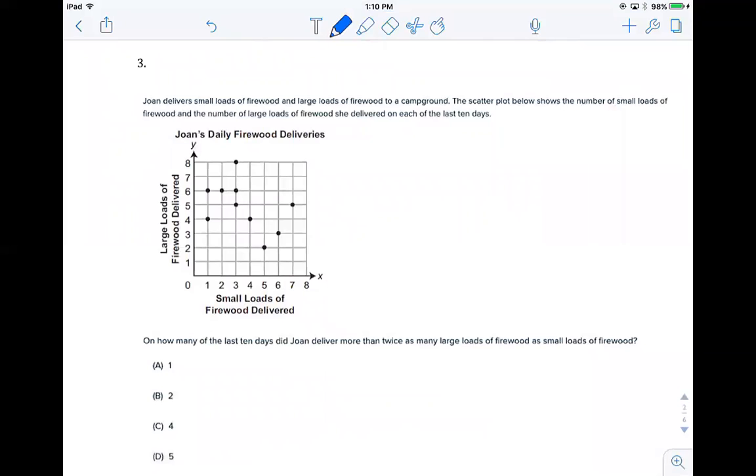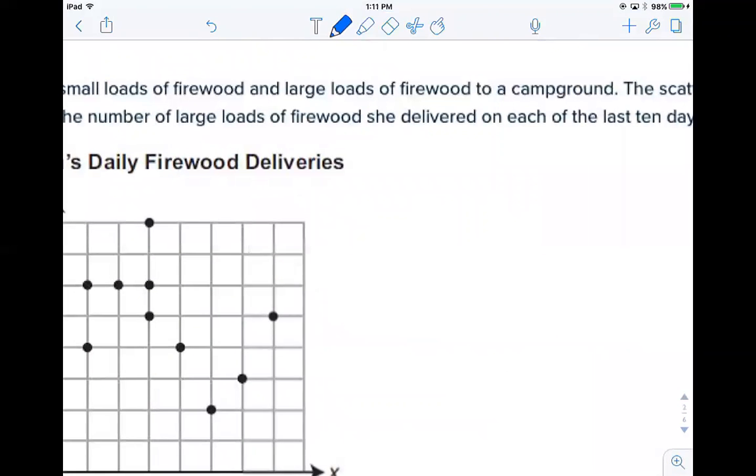Problem 3. Joan delivers small loads of firewood and large loads of firewood to a campground. The scatter plot shows the number of small loads and the number of large loads that she delivered on the last 10 days. How many of the last 10 days did she deliver more than twice as many large loads as small? We have to keep in mind that each dot is a day.